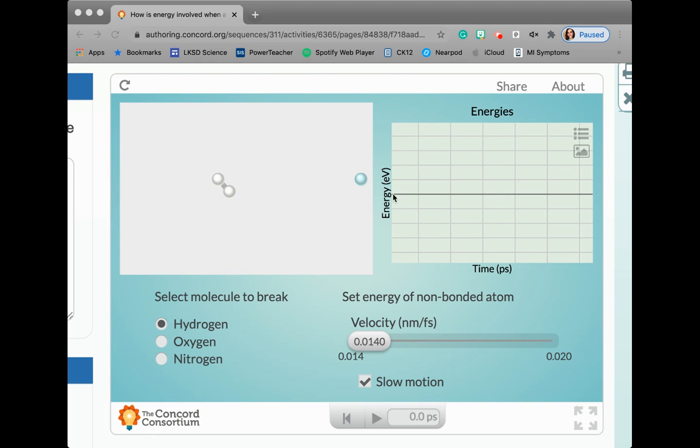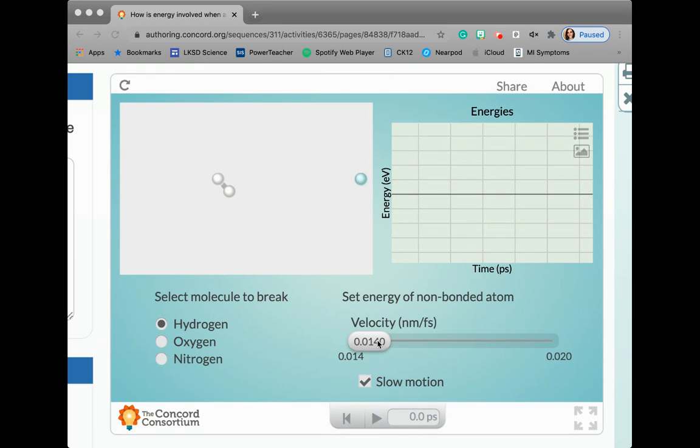Along with that, we're going to be keeping track of their energies. Specifically, remember, we care about their potential energy and their kinetic energy. I will say that when we look at breaking bonds, we are going to be looking pretty closely at the amount of kinetic energy. So, in the simulation, I can change the velocity of this third atom here.